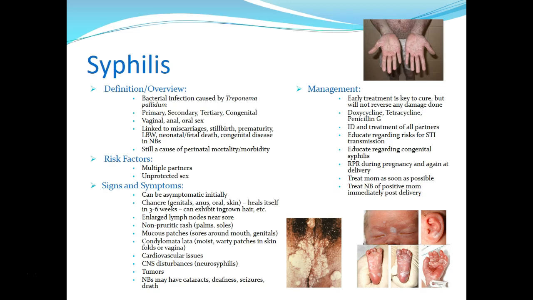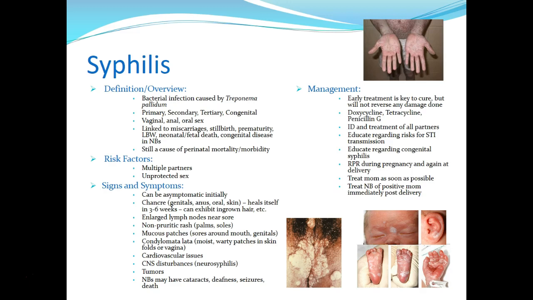Early treatment is the key to curing syphilis, but it will not reverse any damage that's already been done. We treat it with doxycycline, tetracycline, and penicillin G. We identify and we treat all partners, and this is very important with this sexually transmitted disease. We need to educate moms, especially, or females, in regards to congenital syphilis and what it can do to newborn babies.